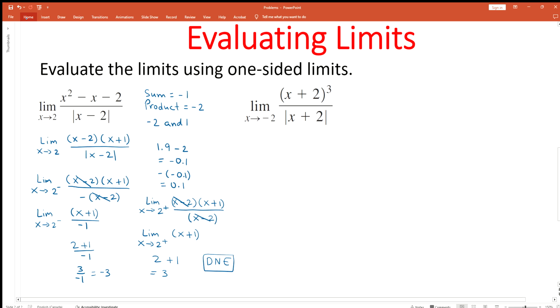Now we can analyze the second limit. Limit x approaches -2 for x plus 2 cubed over absolute value of x plus 2. We cannot simplify this expression. In order to evaluate the limit, we have to get rid of the absolute value function. For that, we should evaluate the left hand and right hand limits. Let's start with the left hand limit. For left hand limit, we should put a small negative sign on -2.